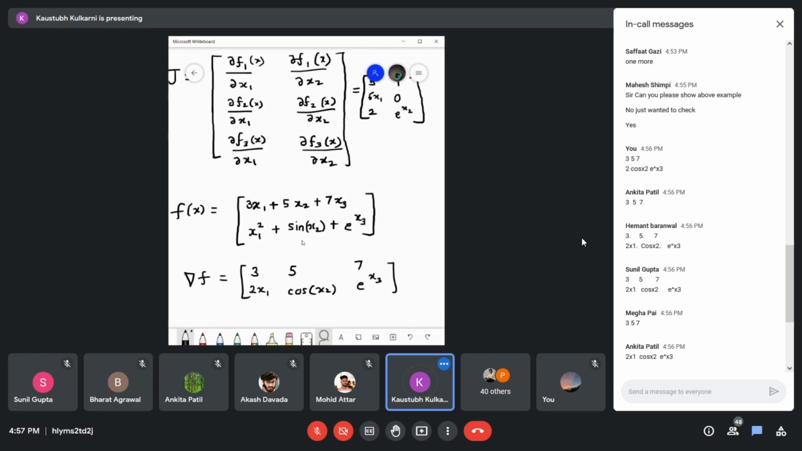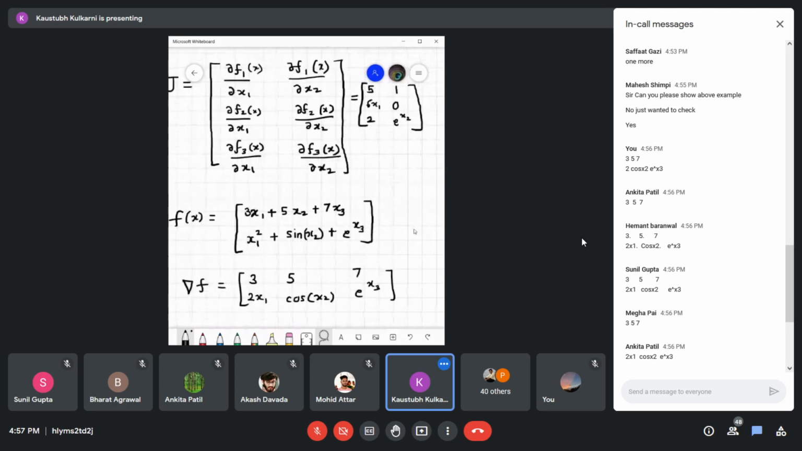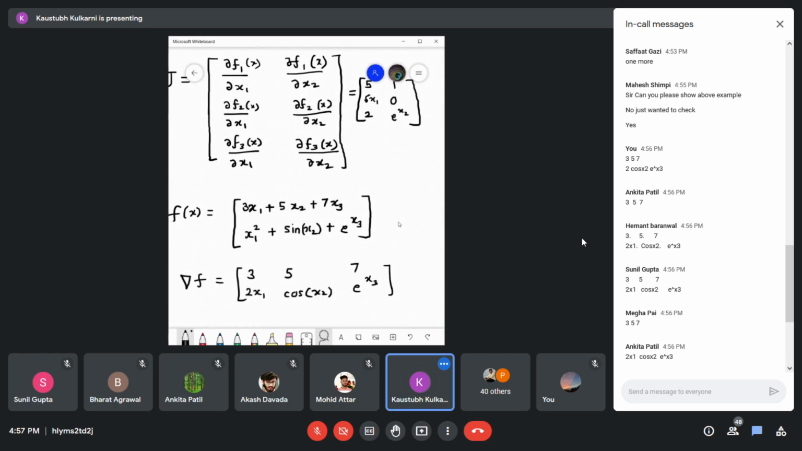Okay, so let's move on now. The next topic is related with matrices. Let's just revise some properties of matrices, and then let's see an example of finding derivatives of a matrix with respect to a vector.